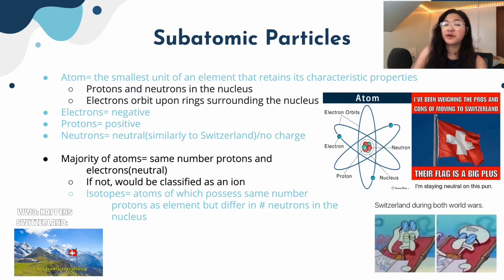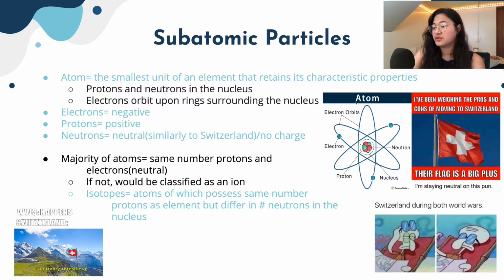Now we have subatomic particles. So, the atom is the smallest unit of an element that retains its characteristic properties. And an atom is composed of protons, neutrons, and electrons. Protons and neutrons are in the nucleus, and electrons orbit on rings that surround the nucleus.